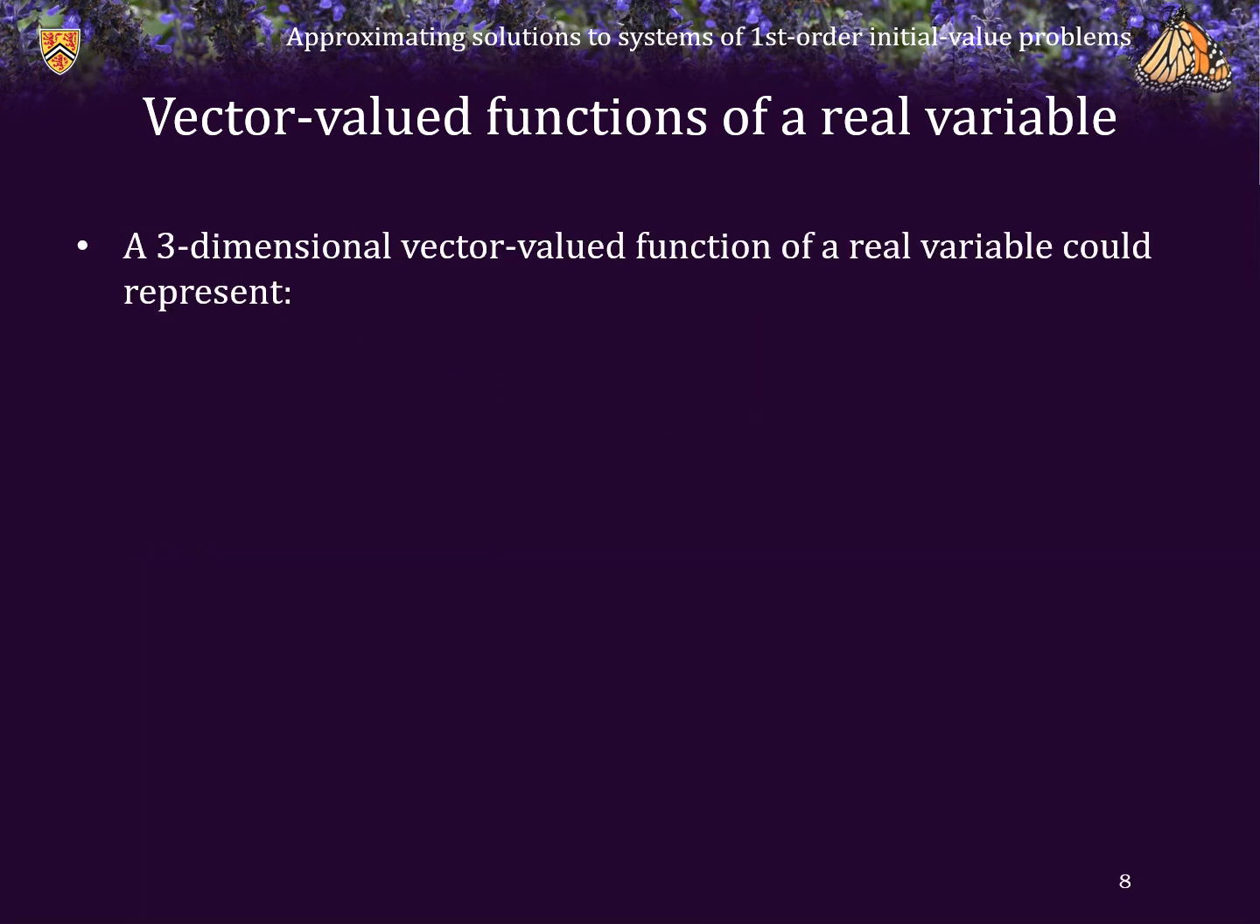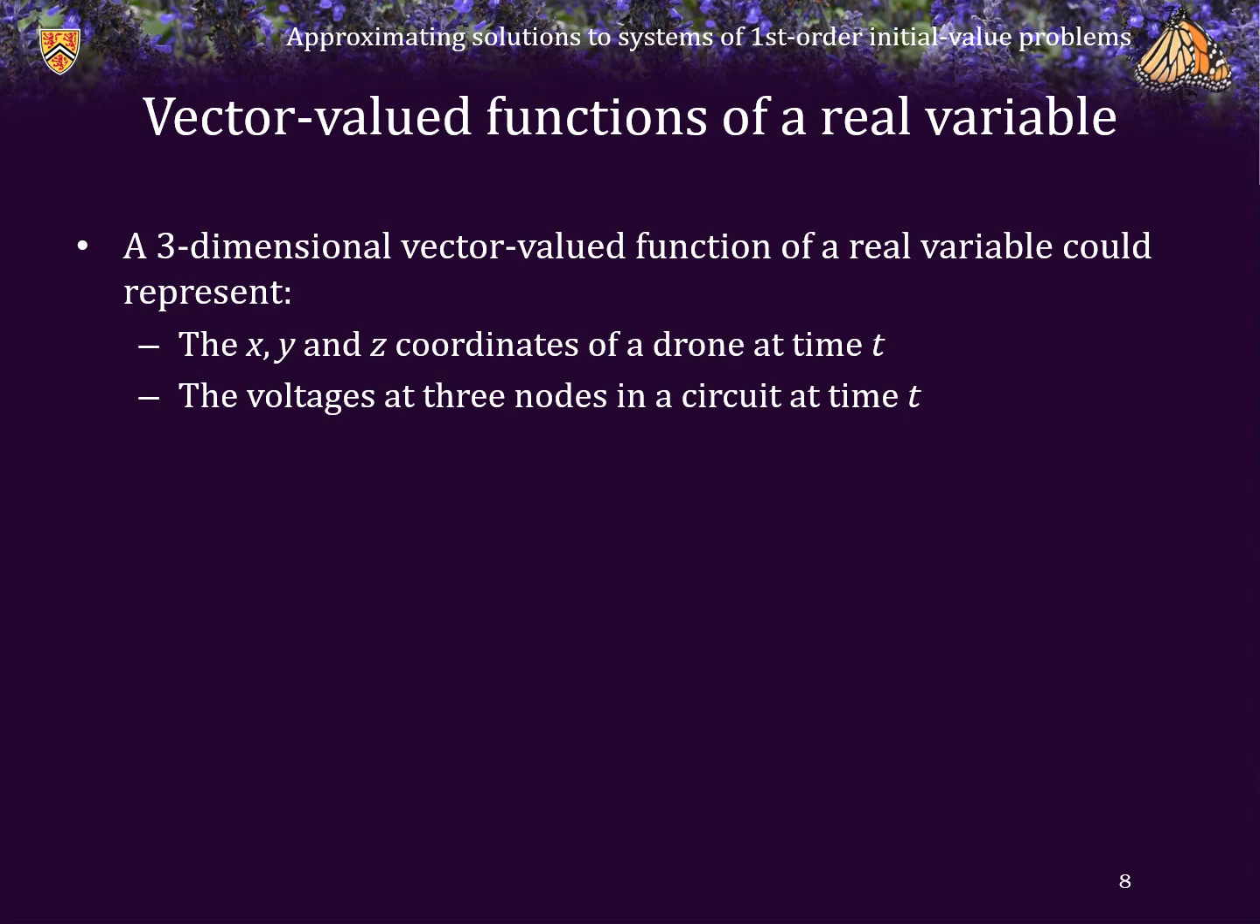Now, a 3-dimensional vector-valued function of a real variable could represent many things. In the Lorenz equations, it represents the state of a weather system. However, it could also represent the x, y, and z coordinates of a drone at time t. And of course, at time t, the drone is in exactly one position. It could be the voltages at 3 nodes within a circuit at time t, and over time, those voltages may change.